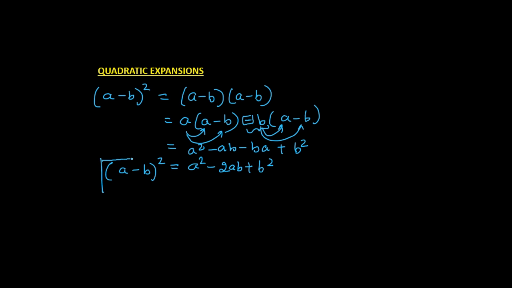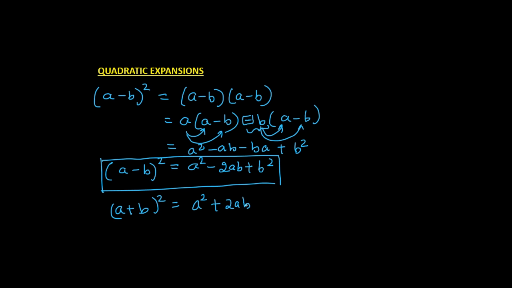So (a plus b) whole square was a square plus 2ab plus b square, and (a minus b) whole square was a square minus 2ab plus b square. These two identities we have already learned in grade 8. Now let us see some of the variations in these expansions.